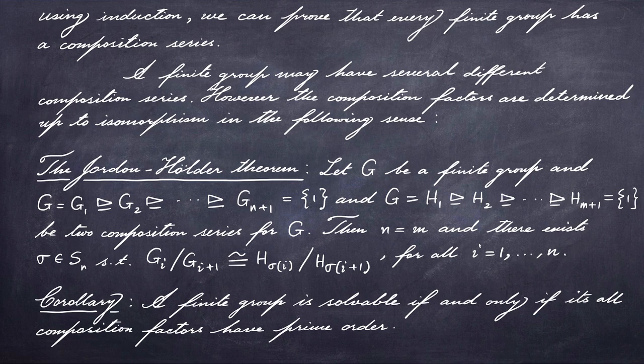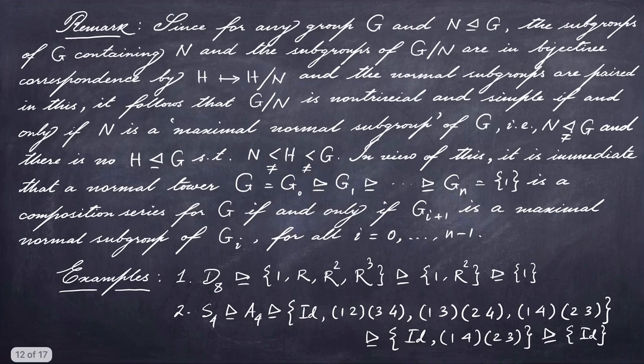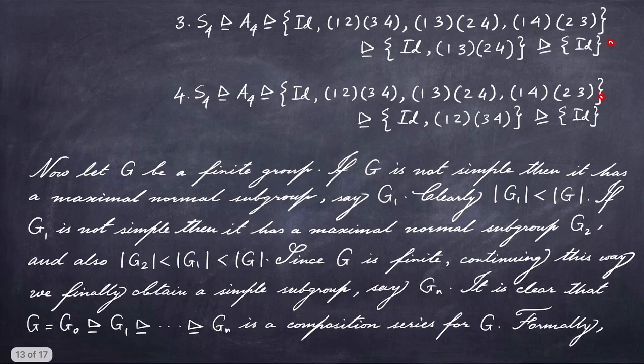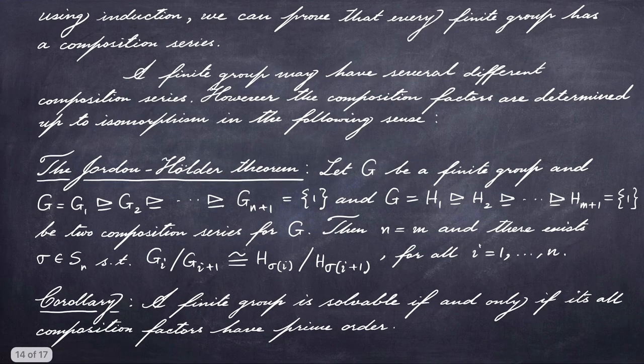Now let's come to the issue of uniqueness, which I was talking about, that a finite group may have several different composition series. Here we have seen 3 different composition series for the group S4. However, though the series may be different, there is some sort of uniqueness in terms of the composition factors. We need to make that precise. This is the content of the Jordan-Holder theorem.